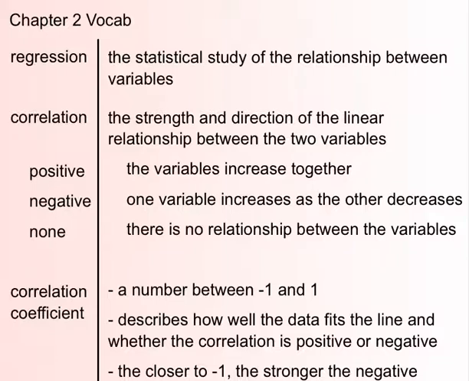Positive correlation is when both variables increase together. So for example, your shoe size and your height. As you age, both your shoe size and your height increase up to a certain point. Negative, one variable increases as the other decreases.